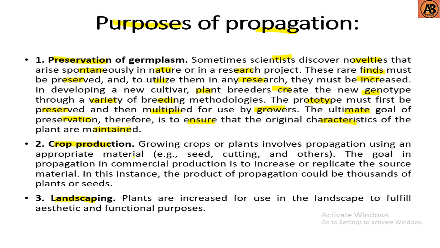Then second, crop production. Growing crops or plants involves propagation using an appropriate material such as seed, cutting, and others. The goal in propagation in commercial production is to increase or replicate the source material. In this instance, the product of propagation could be thousands of plants or seeds. Then third one is landscaping. Plants are increased for use in the landscape to fulfill aesthetic and functional purposes. So these are the purposes of propagation.